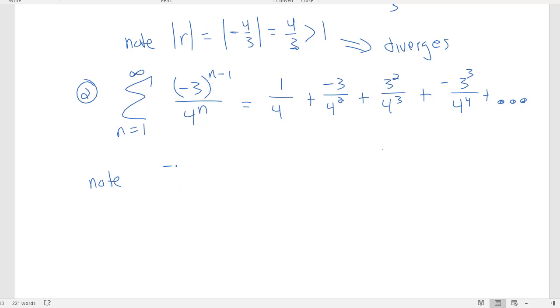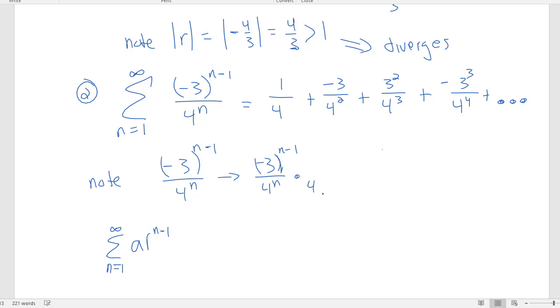If I just look at these terms, I want to ignore the sigma notation for a moment so we can do a little bit of algebra here. Remember that what Stewart likes to do is write the series as a r to the n minus 1 as n goes from 1 to infinity. So I'm going to do a little bit of algebra magic to get this to look like this form. I want this to be 4 to the n minus 1. So I'm going to take -3 to the n minus 1 over 4 to the n, and multiply in the bottom by 4 to the -1, and multiply up top by 4 to the -1 as well. So I'm multiplying by the number 1.